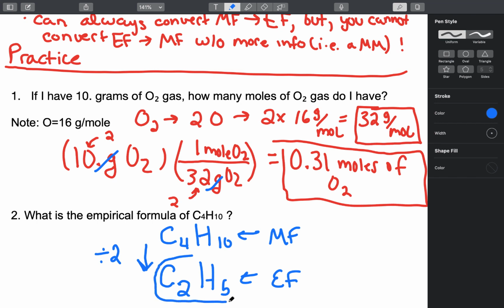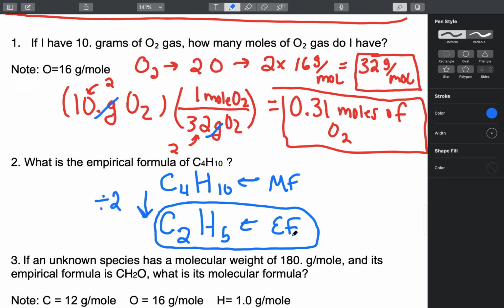So you just divide by the greatest common factor shared between these two numbers, and in this case it is 2, so you divide by that, giving you C2H5. Okay? So that's how you find the empirical formula from the molecular formula.